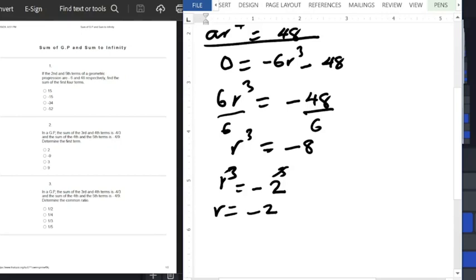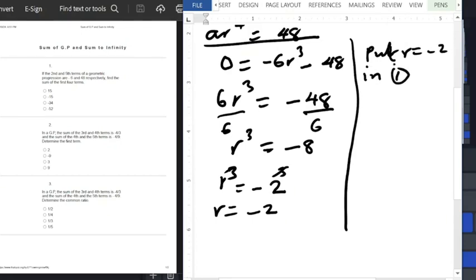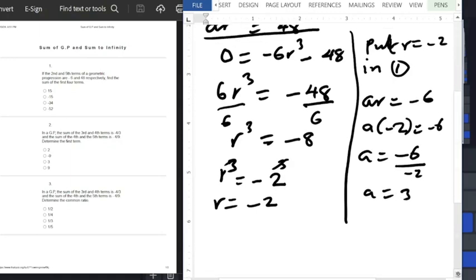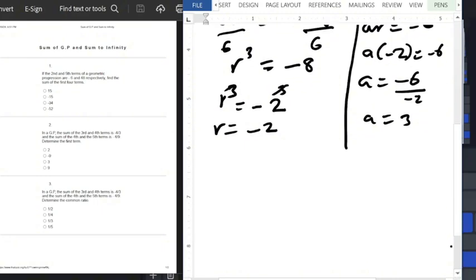So if R equals -2, then you can now put R equals -2 in equation 1. So what is equation 1? Equation 1 is AR equals -6. So we now have A into -2 equals -6. So A equals -6 over -2. So A equals 3. So if the first term is 3 and the common ratio is -2, the sum of the first 4 terms will now be what?